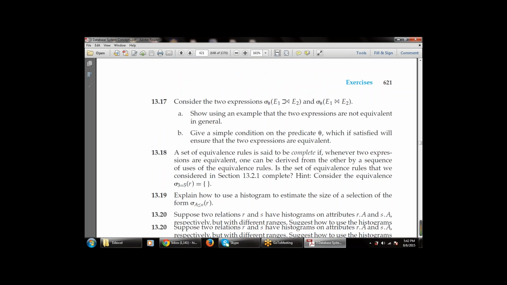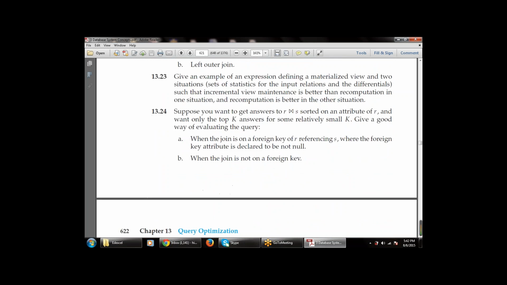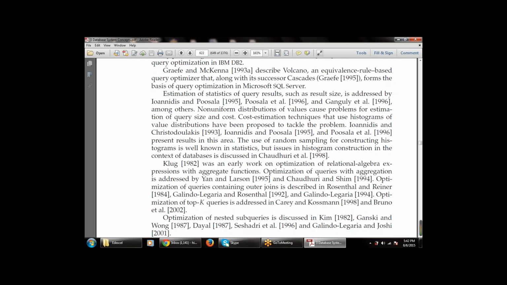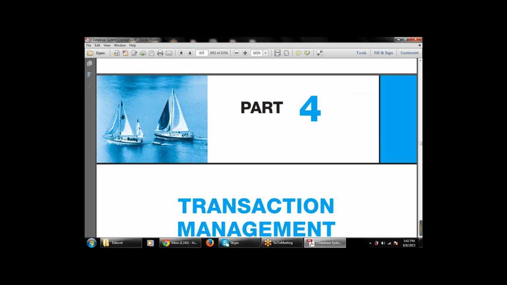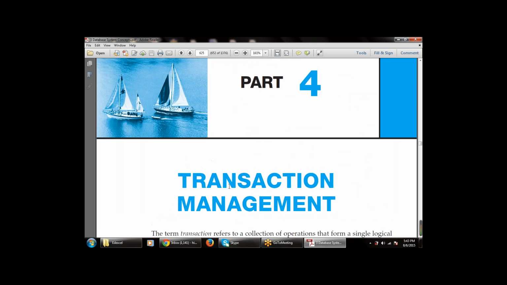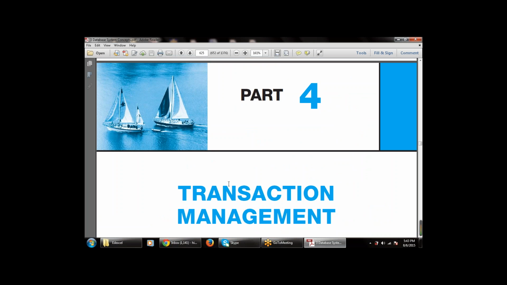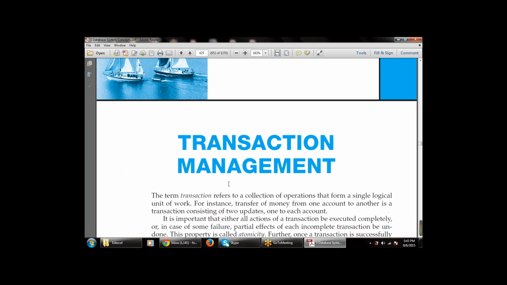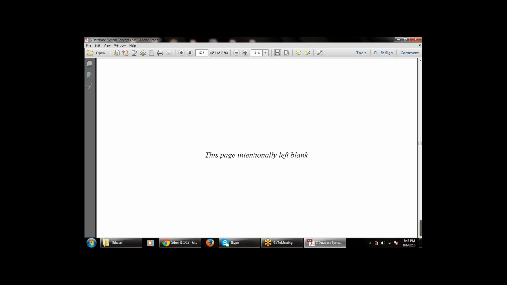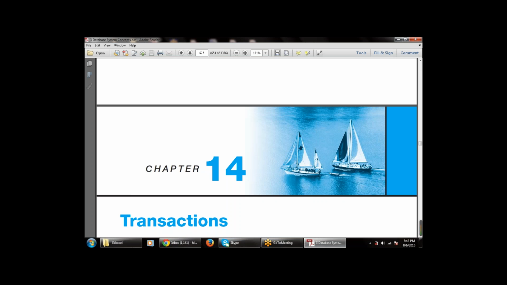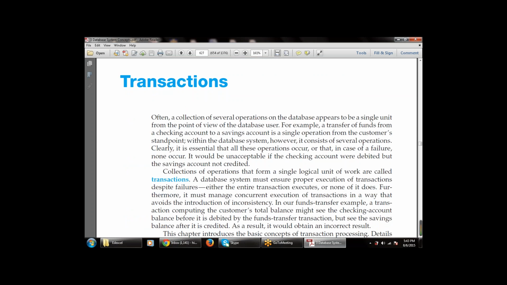Now next is chapter number 14, which is part 4, transaction management. How to manage a transaction, what is transaction management; now the main focus is on transaction management. So let's start with transaction management in the next class, in tomorrow's class. So chapter number 14 is on transactions. What is a transaction? How to use a transaction?